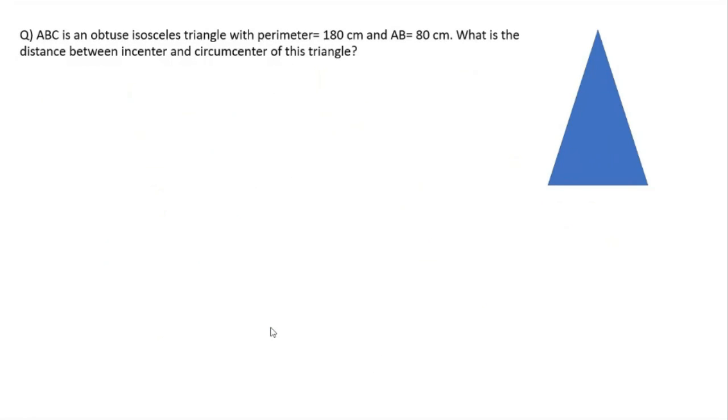ABC is an obtuse isosceles triangle with perimeter 180, AB 80. What is the distance between the in-center and circumcenter? Before even starting this problem, before getting to the working of it, I should have in my memory that the distance between the in-center and circumcenter is given by the square root of R into R minus 2r, as we had discussed. R is the circumradius, small r is the inradius.